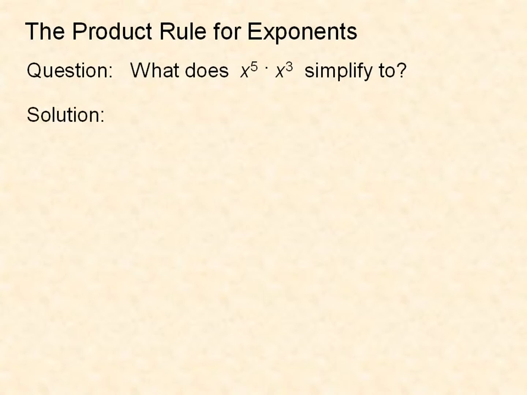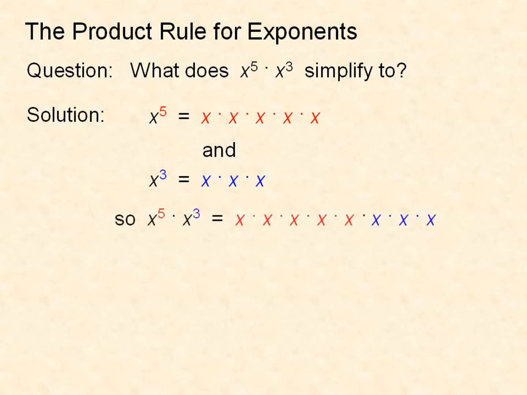To solve this problem, think of the meanings. X to the fifth means x times itself 5 times, and x to the third means x times itself 3 times. So x to the fifth times x to the third is x times itself 5 times, times x times itself 3 times. Well, you have a total of 8 x's being multiplied there. Notice that x to the fifth times x to the third is x to the 5 plus 3.